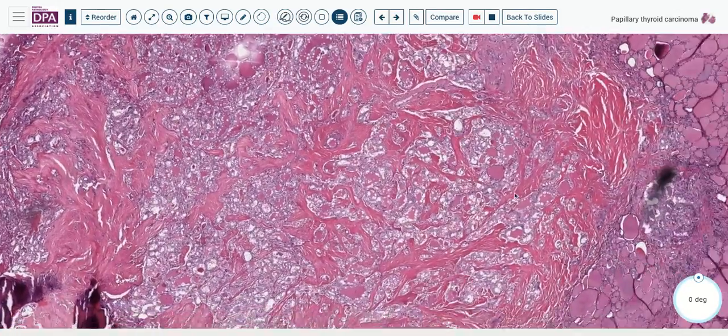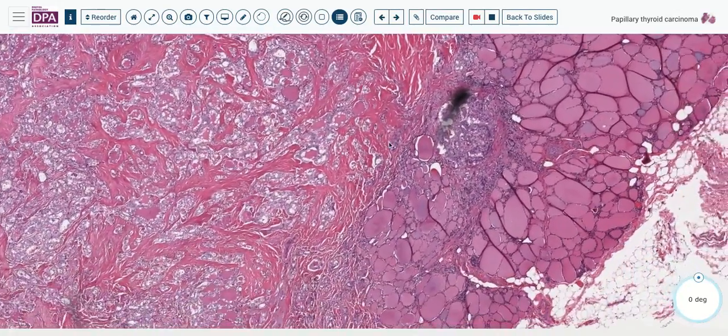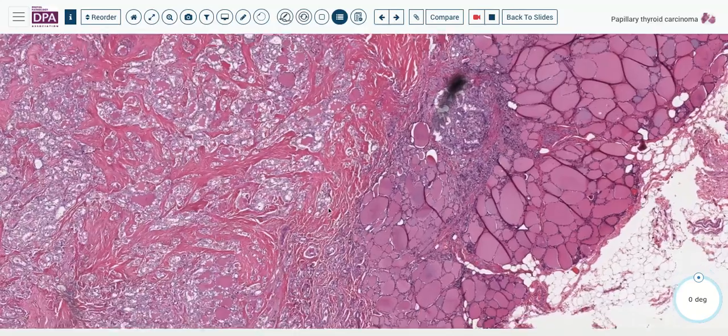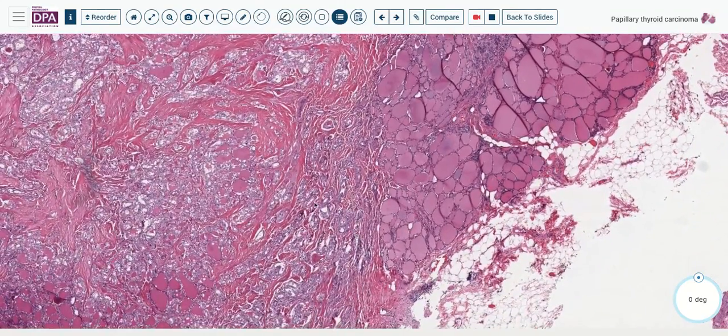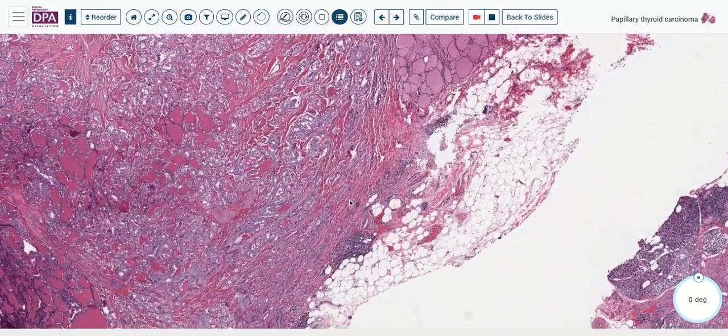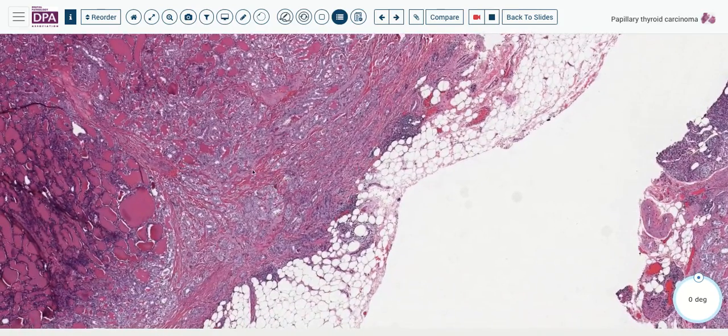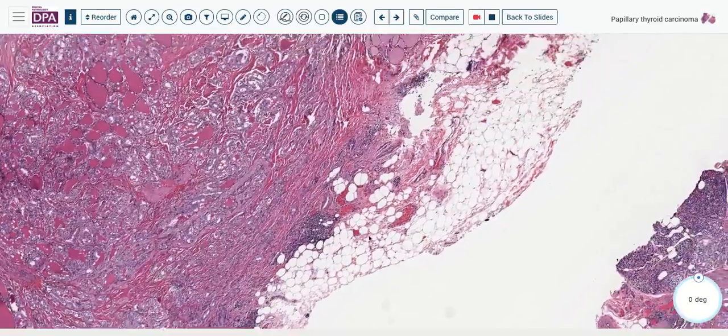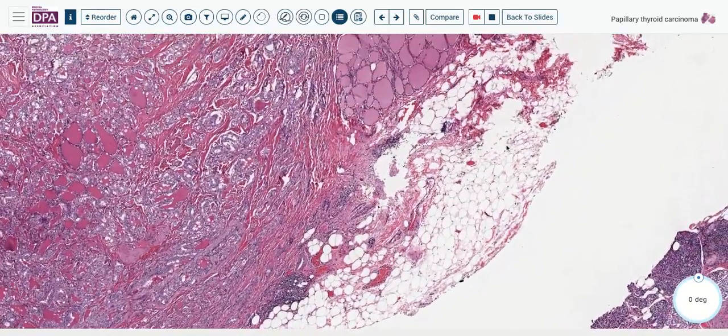Looking a little further in this case, again, we can see invasion into the surrounding thyroid parenchyma. This one is not an encapsulated tumor, and so it infiltrates. And here we see early extension beyond the thyroid capsule into adjacent tissues, nearly into fat at this stage here.